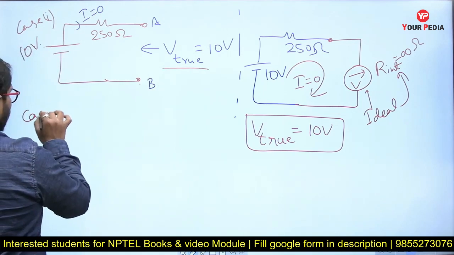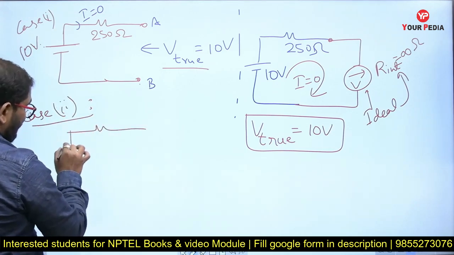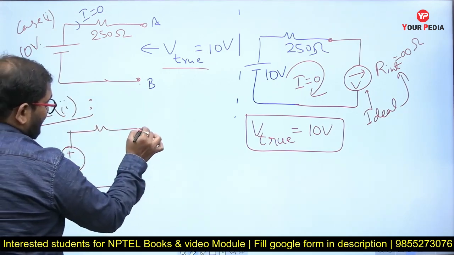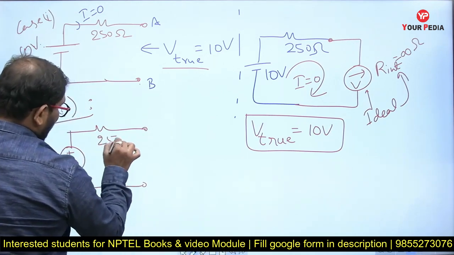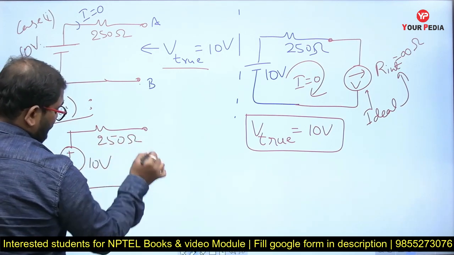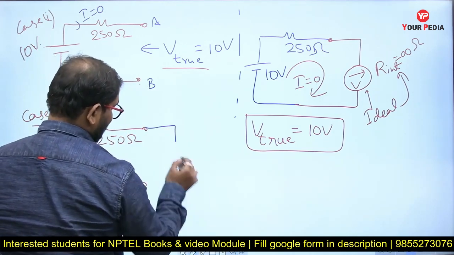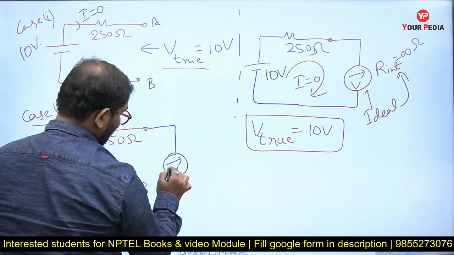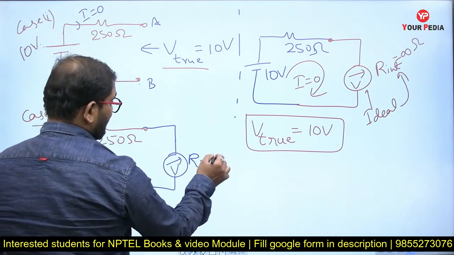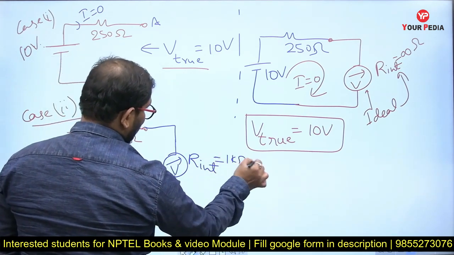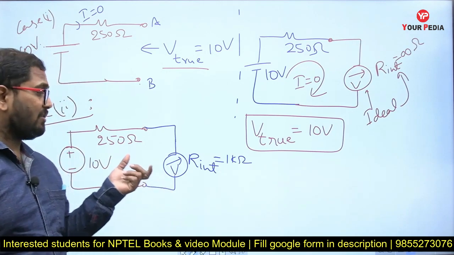Now let's move to case 2. Let's connect the voltmeter like this. This is 10 volts and 250 ohms. Here we'll connect the voltmeter, which has some internal resistance, like this. How much is this internal resistance? He has given 1 kilo ohm. So this voltmeter has an internal resistance of 1 kilo ohm.